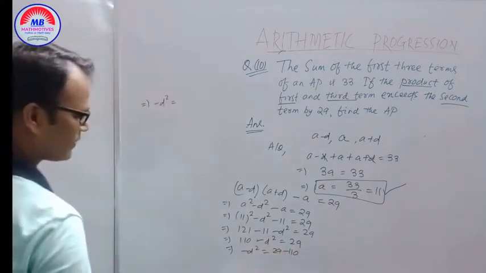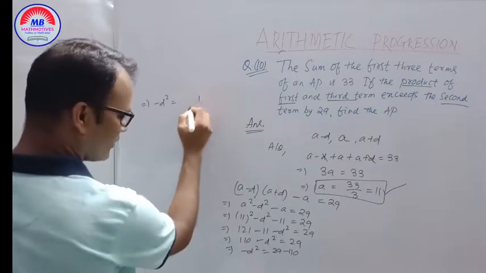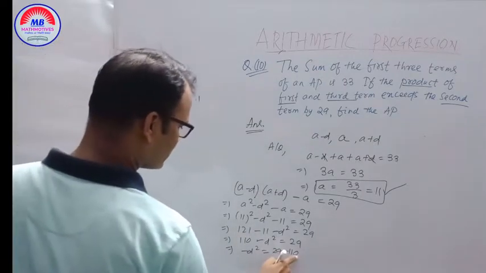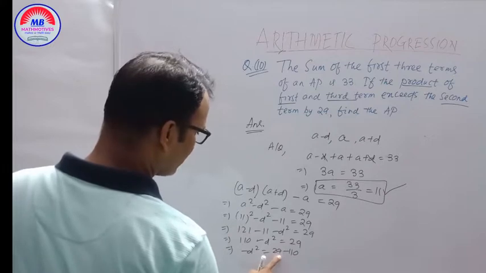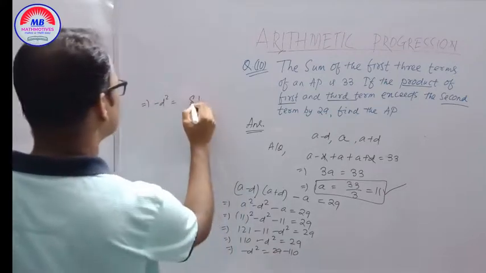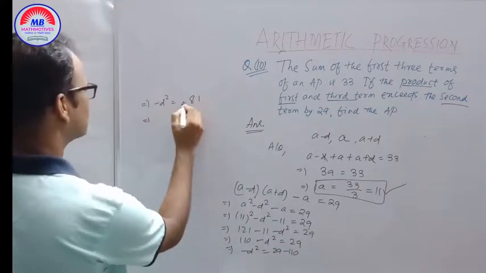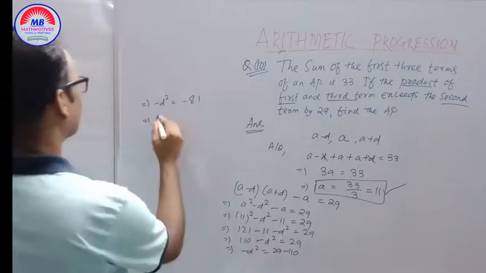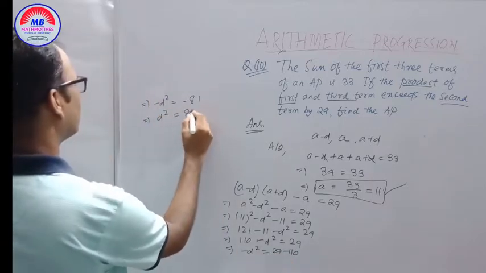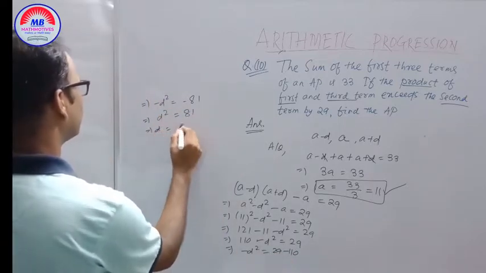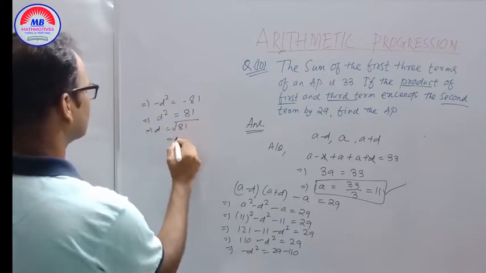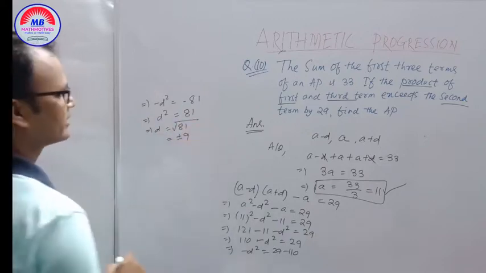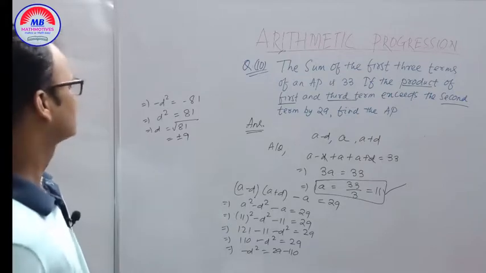That implies minus D square equal to 29 minus 110. It will be 110 minus 29: 10 minus 9 is 1, 10 minus 8 is 81. That implies it is minus 81. D square equal to 81. That implies D equal to square root of 81, that is called plus minus 9. So D is plus minus 9.